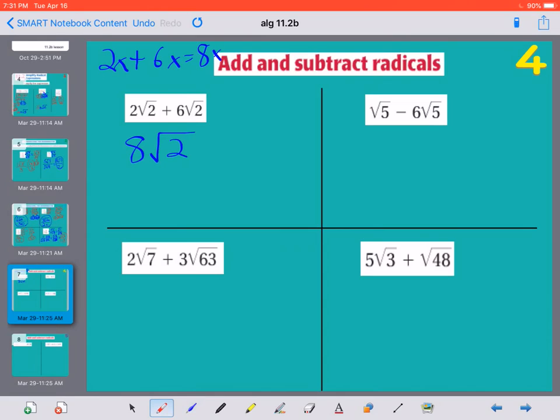Next one, how are we going to subtract something when there's nothing in front? Well, we know that there's always going to be a 1. 1 times anything will still give us the same thing. So here we have 1 minus 6. Now 1 minus 6 is going to give me negative 5. Because I have the same ending term, the square root of 5, I'm just going to add that like this.